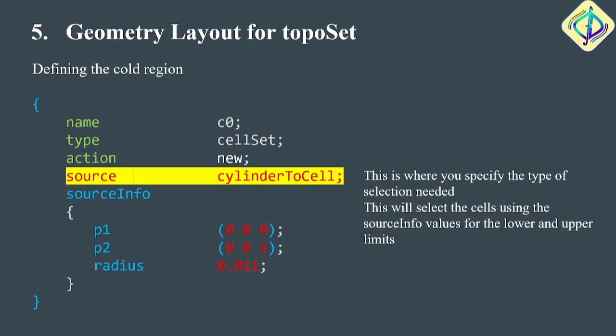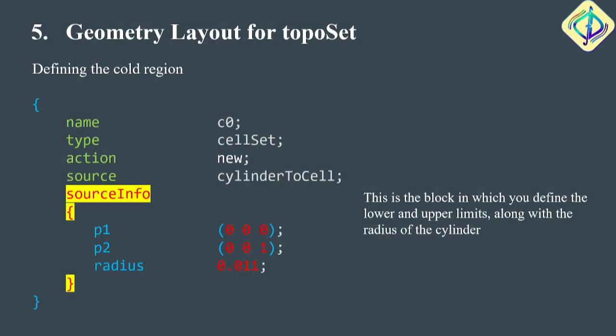Then we have the source. The source is the type of source that you will specify and the selection that you will require for it. In this we want to specify a cylindrical volume, so we are using the cylinder to cell keyword or source type. Whenever you're specifying any of these source types, you will have to specify a lower and upper limit. Those data will be fed into the source info part. Your source info part will contain all of your lower and upper limits. If you're using a cylinder, it will also require you to add a radius. If you're using an annulus, it will have some additional parameters. We'll see that in a while.